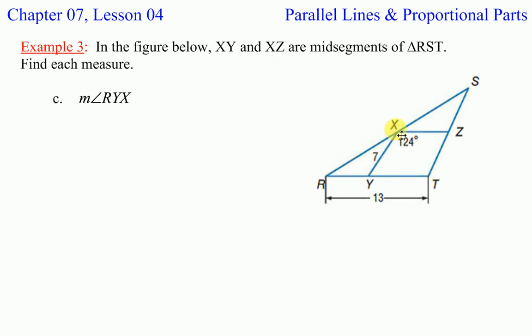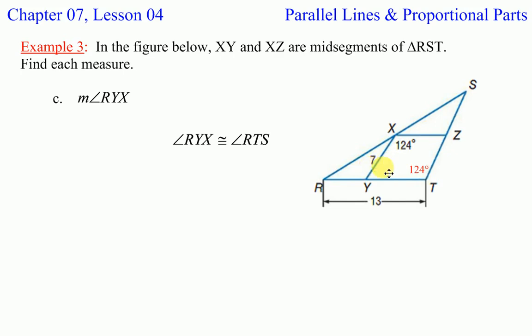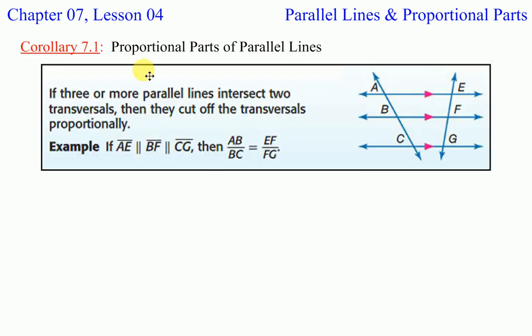If we want to find this angle right here, RYX, okay, we know that this measure here is 124, and we know that RYX is congruent to RTS, because these midsegments, these are parallel, so we know that those are congruent. And there we go, so we know that that measure is also 124.